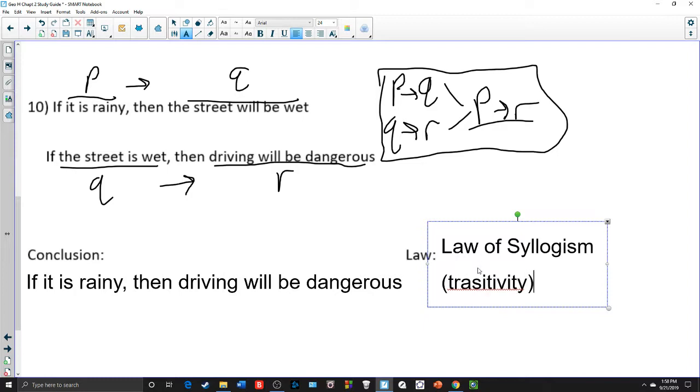I know transitivity is spelled wrong because it needs an N in it, but there's a reason I'm not an English teacher.